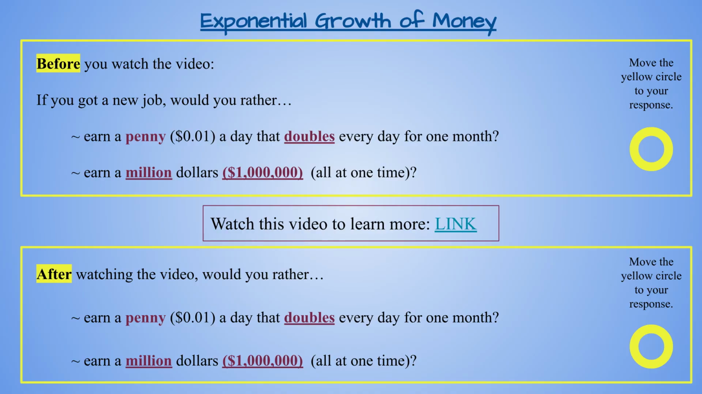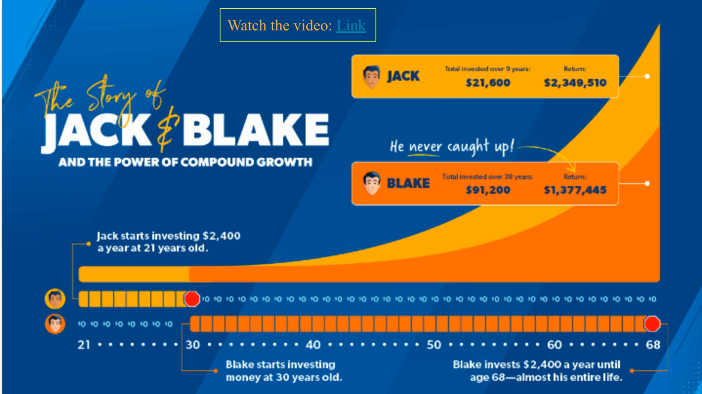Consider the exponential growth of money. If you got a new job, would you rather earn a penny a day that doubles every day for 1 month? Or earn $1 million all at once? Reflect on your choice before and after watching the linked video. Watch the linked video, The Story of Jack and Blake and the Power of Compound Growth, to see a real-world example of compounding and saving earlier.